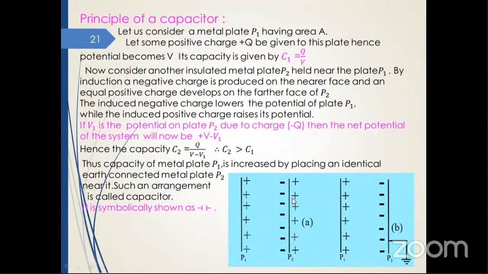Induced means, because of this positive charge, there is a negative charge on the plate P2 on the outer side, or in front side of this P1, and because of these negative charges, there is the formation of positive charges on another side of this P2. Then if V1 is the potential on plate P2, just as we took V as the potential for P1, now for P2 we consider V1 as the potential.